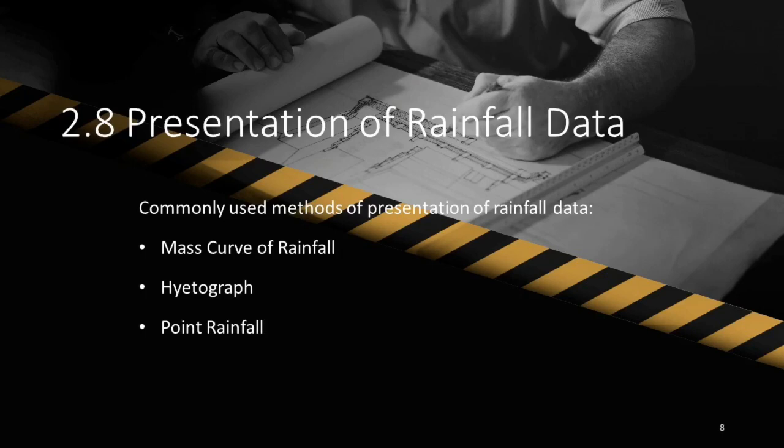Next is the presentation of rainfall data. A few commonly used methods of presentation of rainfall data which have been found to be useful in interpretation and analysis of such data are given as follows. First is the mass curve of rainfall, second is the hyetograph, third is the point rainfall.